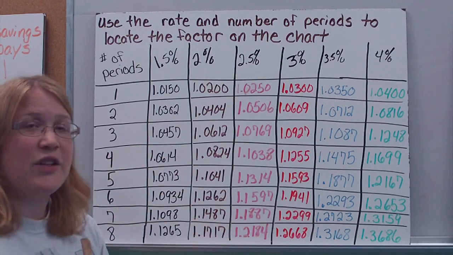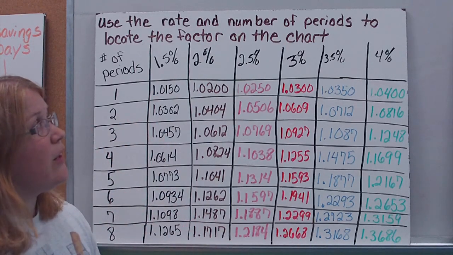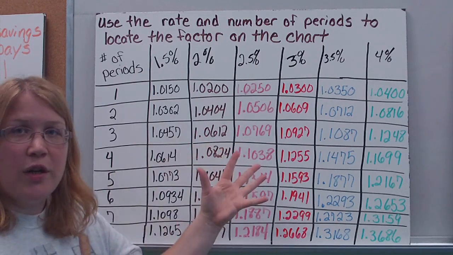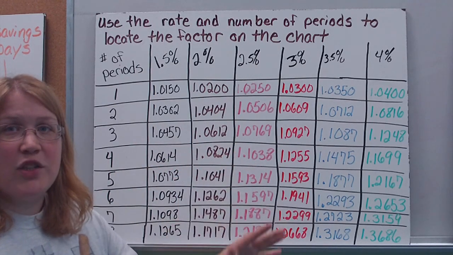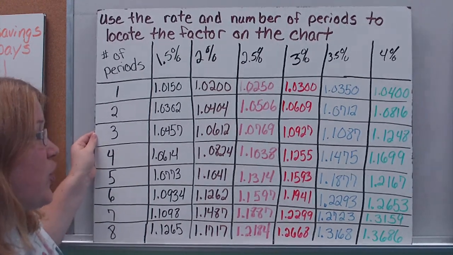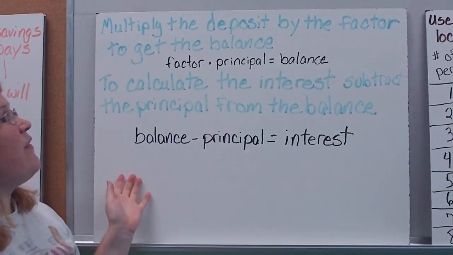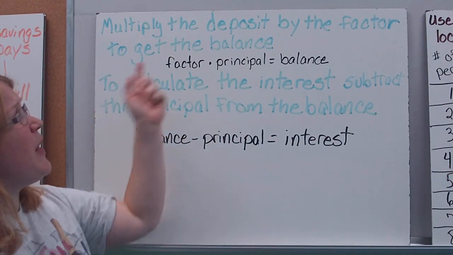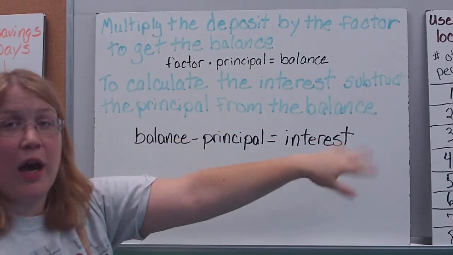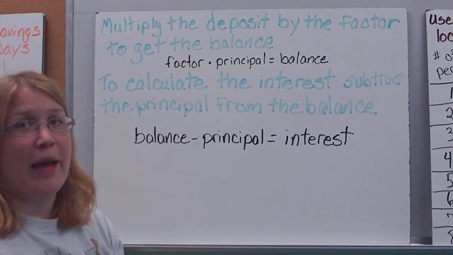So after we find the interest rate per period, we're going to use the rate and the number of periods that we've calculated to locate the factor on the chart. All right, and this is a chart we're going to come back to, so I'm going to explain that to you, and I'm going to show you how to locate everything that you need on this chart as well. Okay? Then finally, we multiply the deposit or the principal by the factor that we found on that chart, and that will give us our balance. Our factor times principal gives us our balance.